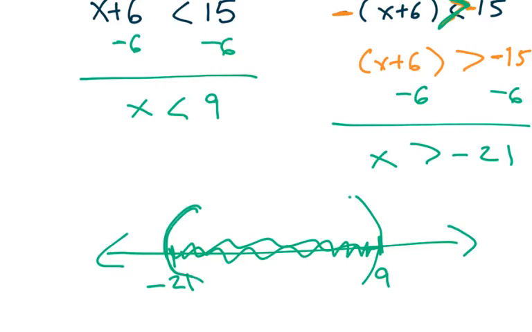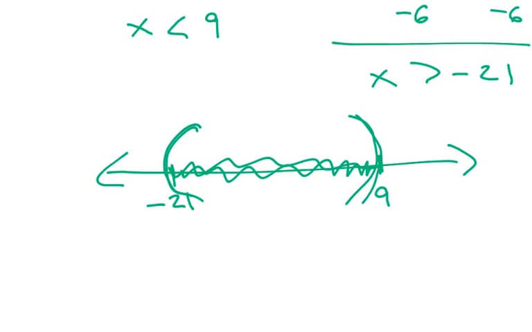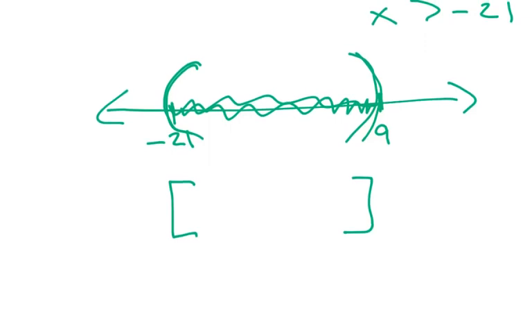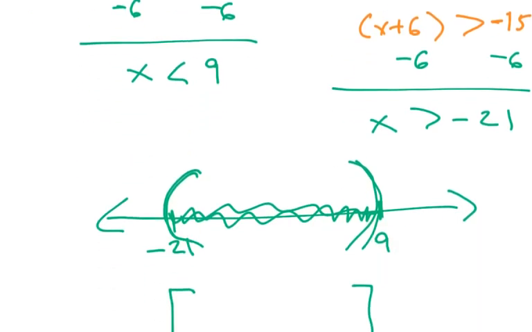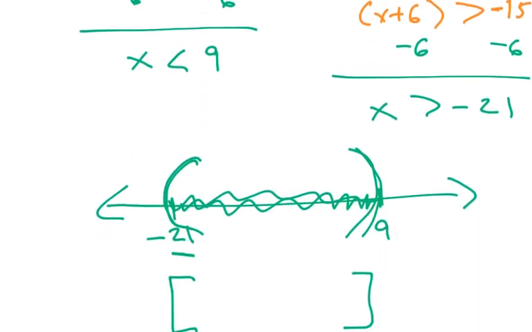Note we're doing parentheses because we are not including 9 and negative 21. If we were including those values, we would use brackets. So that's pretty much it. Of course, if you have any doubts, like you can in most problems in algebra, substitute in a value to check. So what value exists between negative 21 and 9? That's easy to check with.